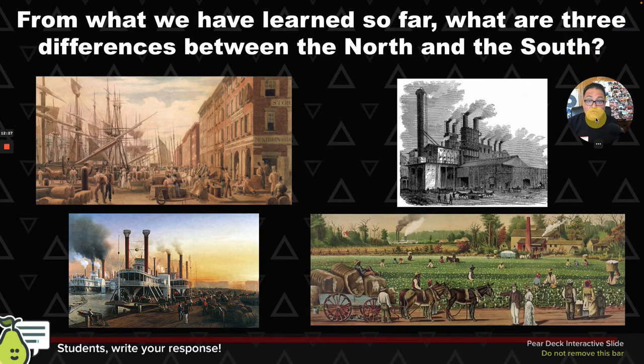Okay, so from what we've learned so far, assuming that you already learned about the North, what are some of those differences? You can see this is originally a pair deck, but now I'm kind of turning this into just you and me learning about this. What are some of those differences, right? We learned about transportation differences. We learned about factories in the North versus this agricultural system in the South. And hopefully by now you've been kind of tracking some of these differences, right?